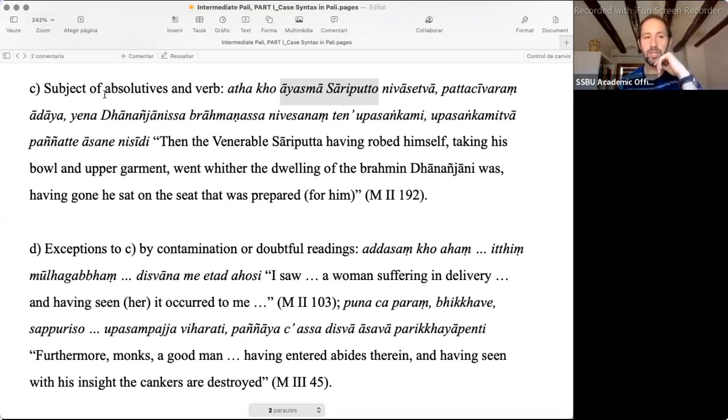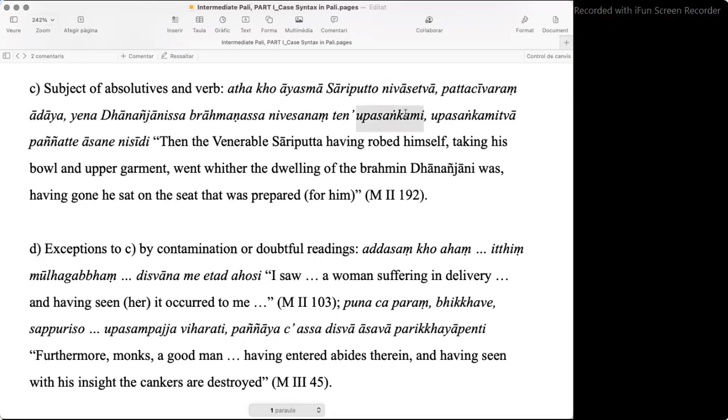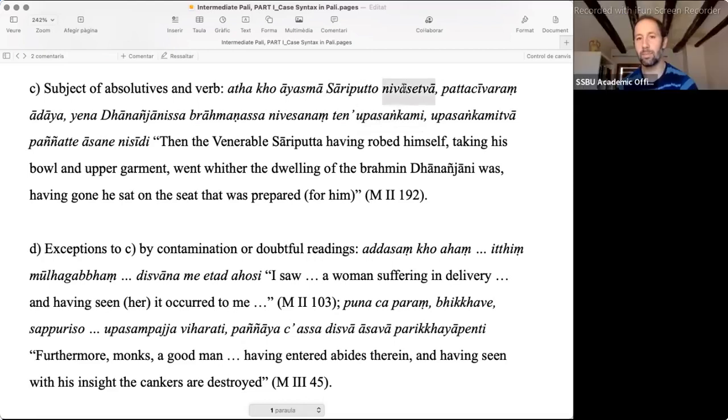The teaching here is that the subject of absolutives and the verb is usually the same. That is a trick that I teach, and you probably also teach to beginner students. You know that an absolutive has no person. If I see upasankami, I know this is second or third person. It means you or he or she approached. But if I say nivasetva, you don't know if it's aham nivasetva, tvam nivasetva, so or sa nivasetva, mayam nivasetva, tumhe nivasetva, or te or ta, tayo nivasetva. We don't know. There is no person.